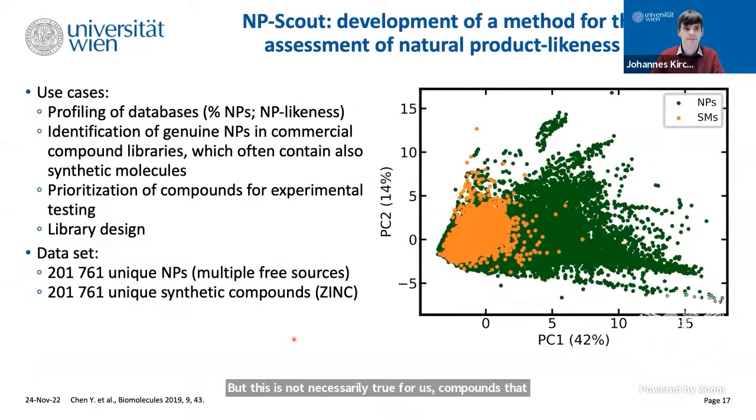So what we developed here is a very simple machine learning approach, basically. An approach that is based on molecular fingerprints. So these are random forest models that are trained on synthetic compounds and on natural products. And we develop basically classification models that can identify these natural products with high accuracy.